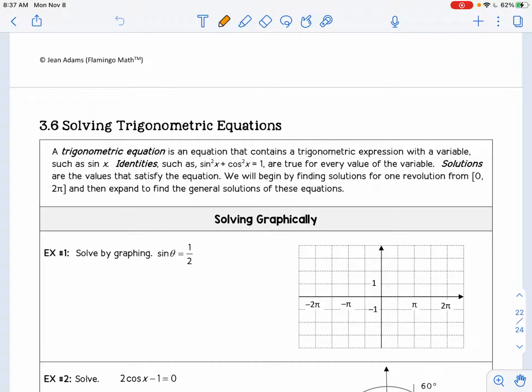All right, so first of all, a trigonometric equation, just to give you some terms here, is an equation that contains a trigonometric expression with a variable, such as sine of x. Identities, which we went over, are like this, right? That's our Pythagorean identity we'd like you to know. Solutions are values that satisfy the equation. We will begin going from 0 to pi and then expand it to all of them.